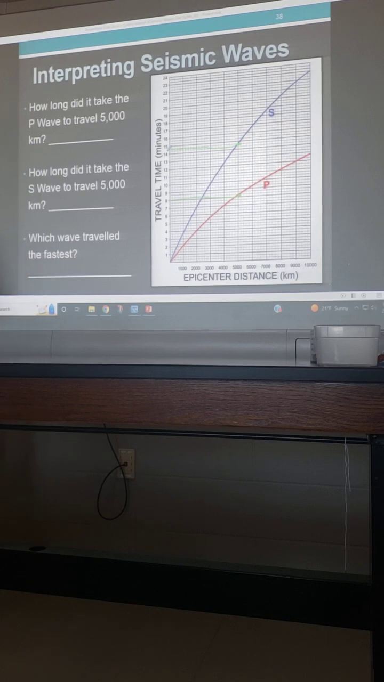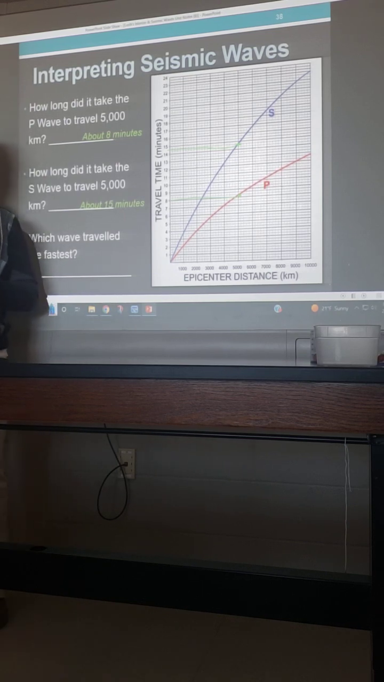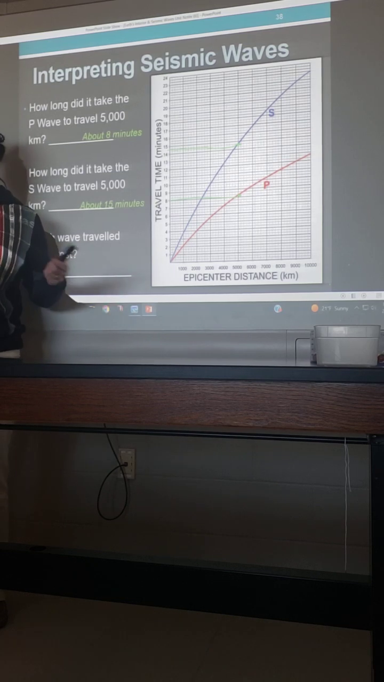15. Okay, so probably right in there in between, and again, because it's not exactly on a line, an about answer or an estimate is just fine. So we liked the 8 minutes for the first one, and maybe about 15 for the second one. All right, so which one traveled faster? The P waves. Do we even need the graph to answer that? No, right? They always travel faster.